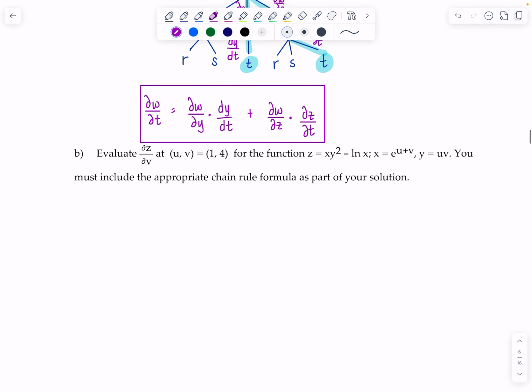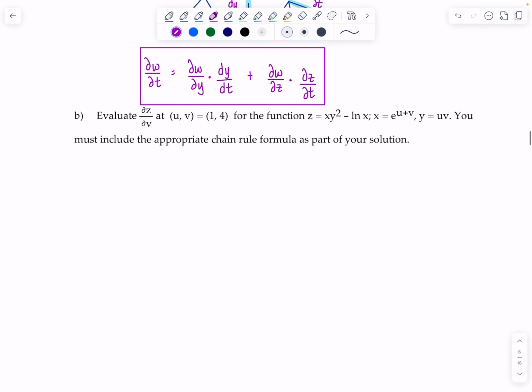Okay, another chain rule problem. Evaluate del Z, del V at uv equals 1, 4 for the function z equals xy squared minus ln of x, where x equals e to the u plus v, y equals uv, and you must include an appropriate chain rule formula as part of your solution. So basically, I want this as well. Okay, let's make another tree.